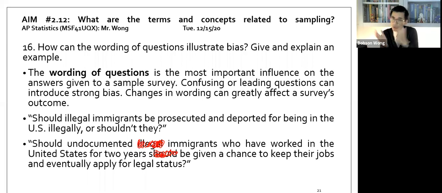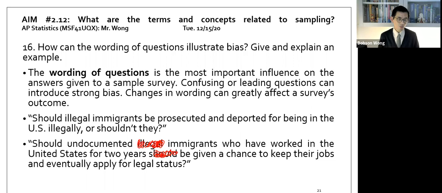Because now you're saying, look, these are good people. These are hardworking people. They should be allowed to stay. Versus the first one is, these are bad people that are here. They are breaking the law. They should go. So both of these are examples of ways that you can skew the wording of the question to influence the response. So you want to be very careful about how you phrase your questions so as not to do this, because both of these are skewed in a way.